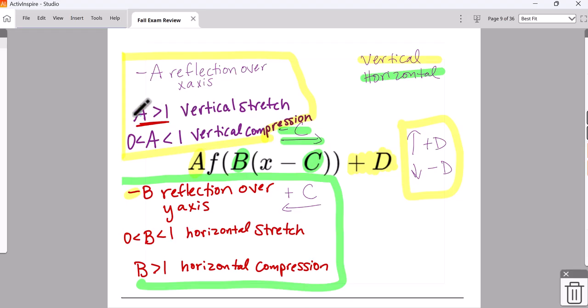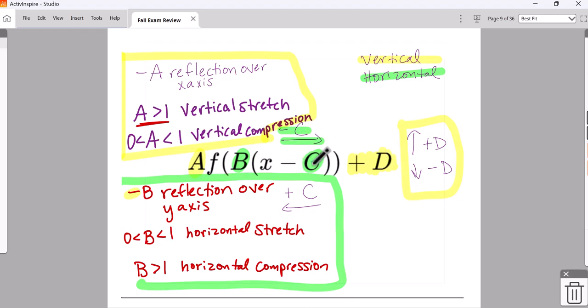So vertical stretch is bigger than 1, horizontal stretch is between 0 and 1. Vertical compression is a fraction, horizontal compression is a bigger number. So it could be 2 or 3 or 4. And so these things behave backwards from each other. Same thing with C and D.